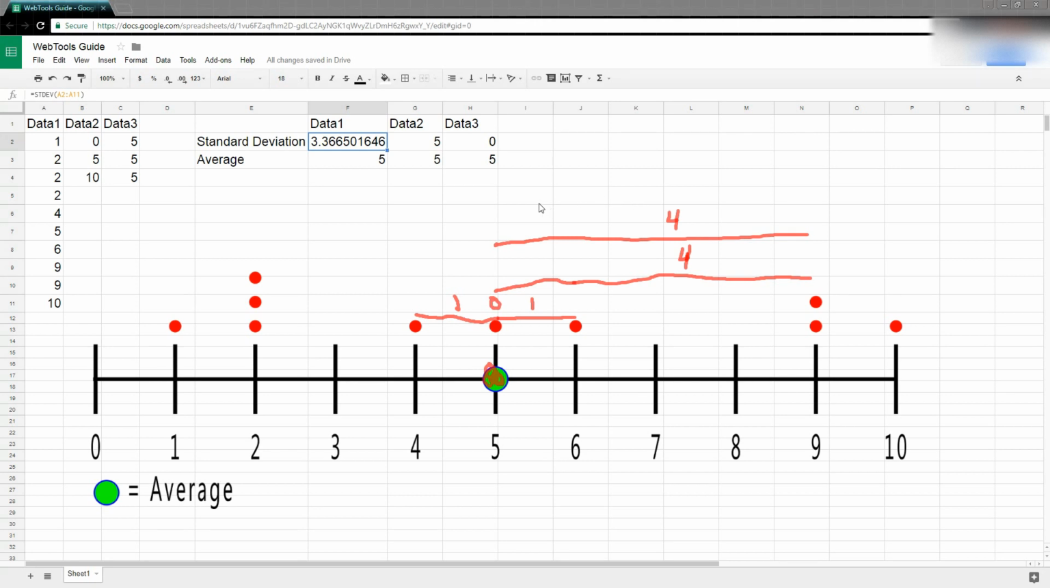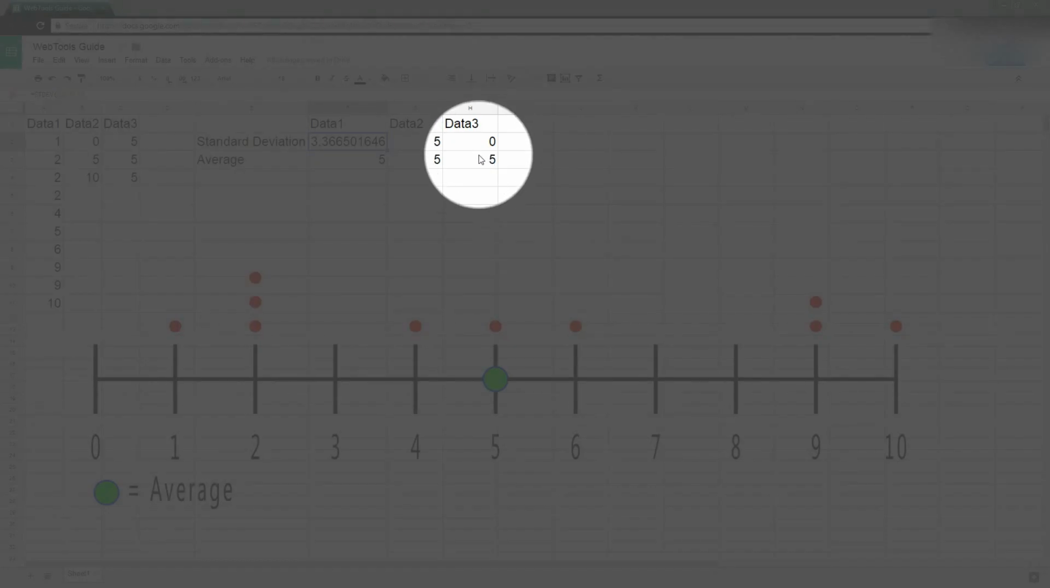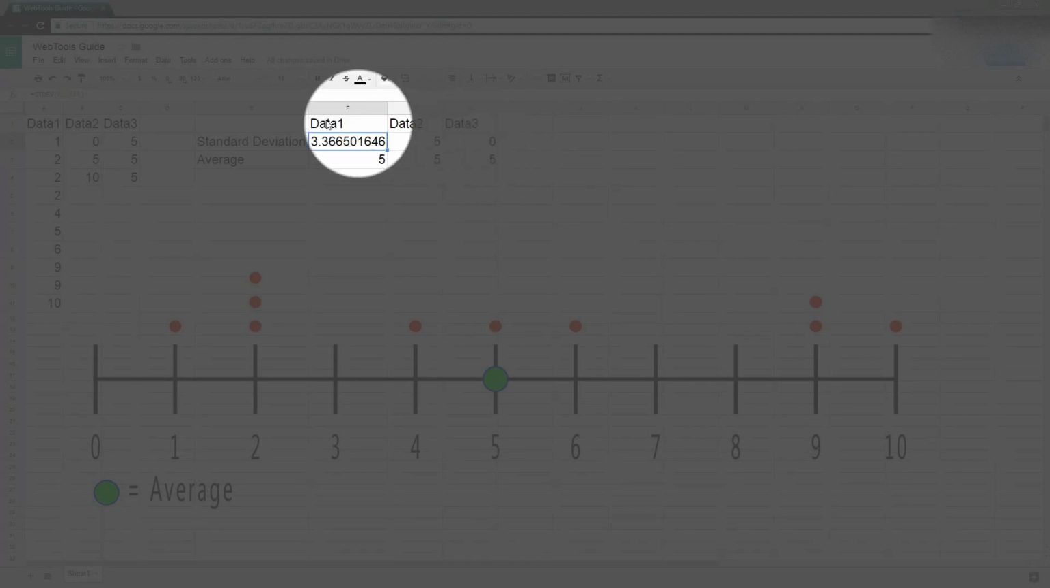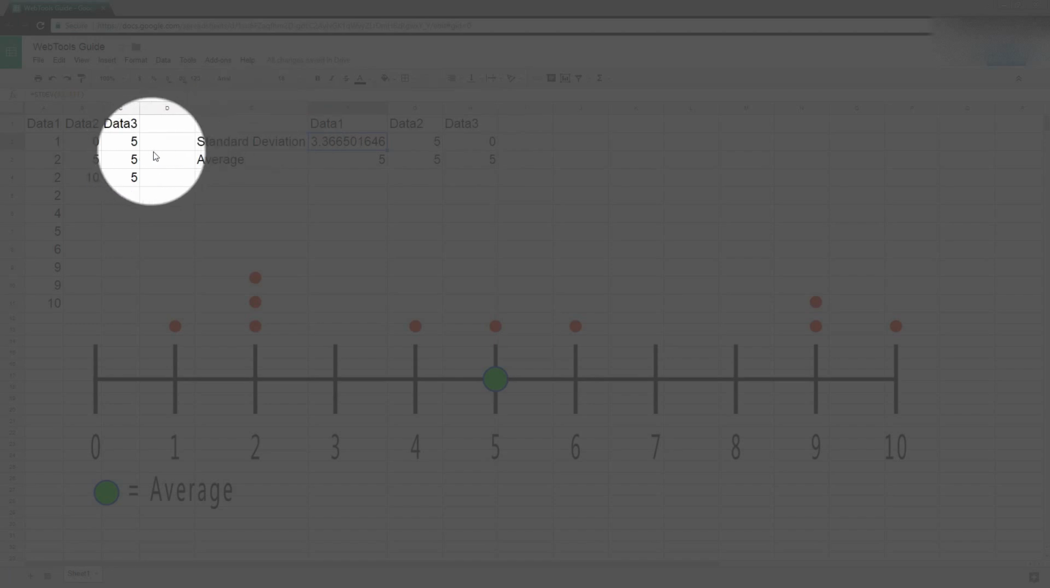But what it's telling me is how much, on average, my data points deviate from my average. So how close are they to the average? How closely clustered are they? That's why if we look at each of these data sets, by seeing the standard deviation and the average of data set 3, I can tell the average is 5 and the standard deviation is 0. That means every single data point in that data set is 5 because it deviates 0. And sure enough, if we look at my data set, that's true.